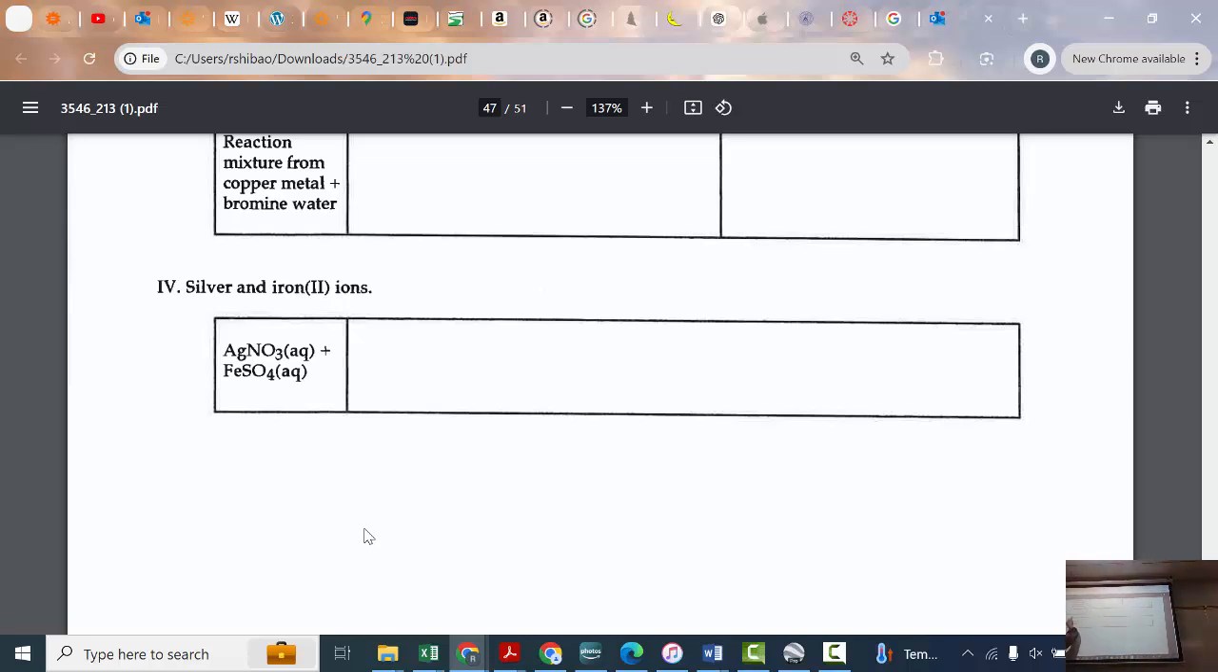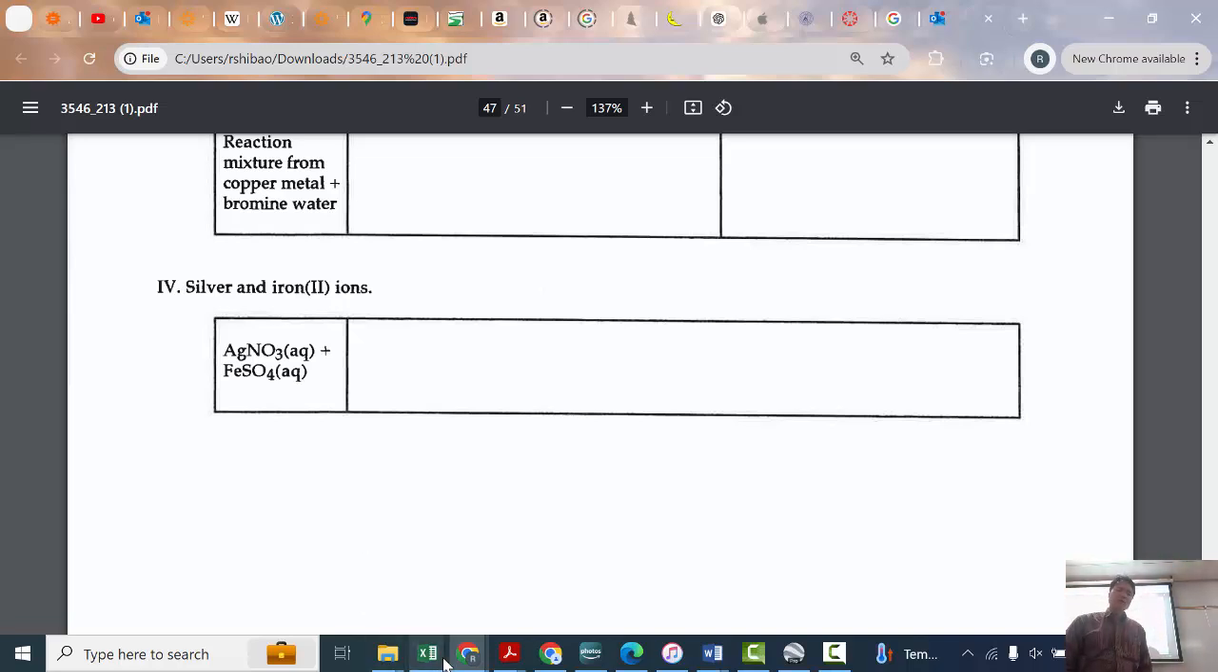The final reaction here are silver and iron 2 ions. So we got silver nitrate and iron 2 sulfate. Hey, this looks like double replacement. What forms here? AB plus CD yields silver sulfate and iron 2 nitrate. Silver sulfate's a precipitate. So you might get a white precipitate here, but this is redox.